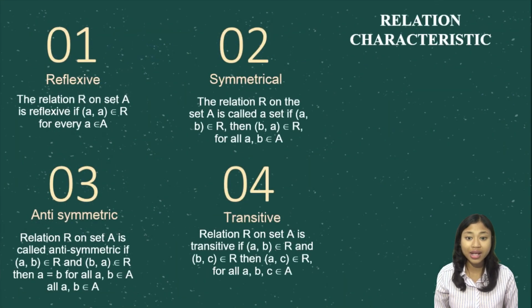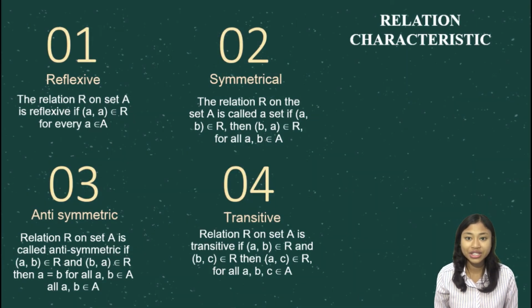Relation characteristics. There are, first, reflexive. The relation R on set A is reflexive if (a, a) is an element of R for every a in A. Second, symmetric. The relation R on the set A is called symmetric if (a, b) is an element of R, then (b, a) is an element of R for all a, b in A.